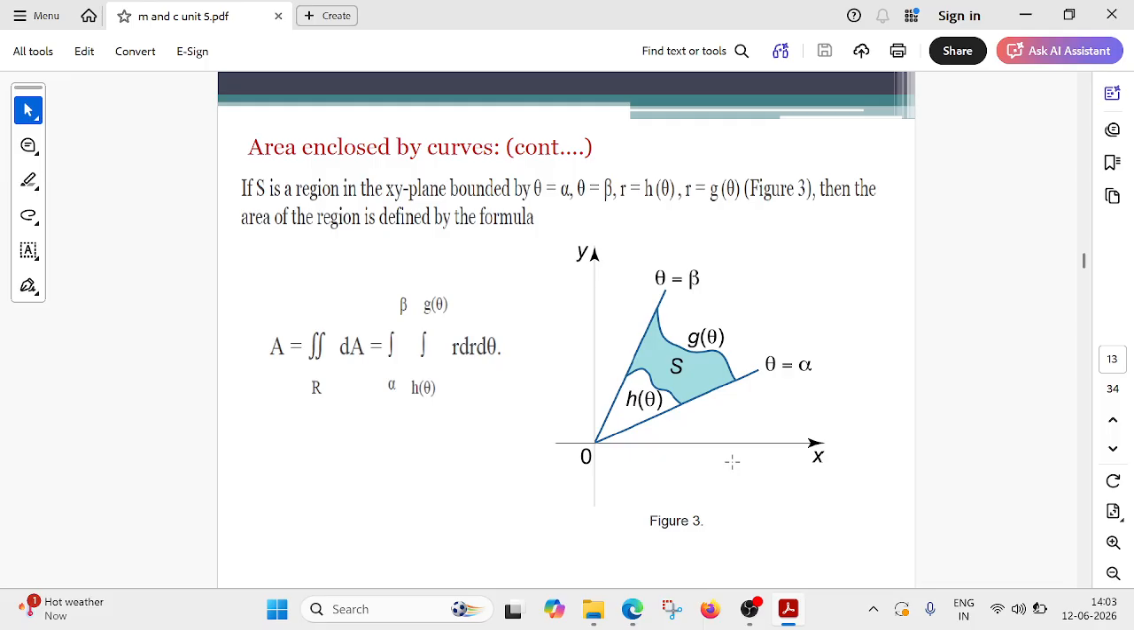Then, continuing in the same manner, for a region in the xy plane bounded by theta equals alpha and theta equals beta, r equals h of theta and r equals g of theta in polar form, the area of the region is defined by the formula: A equals double integral of r dA, equals integral alpha to beta, then g of theta to h of theta, r dr d theta, not like dx dy. This is the polar form. You may get it like this, okay?